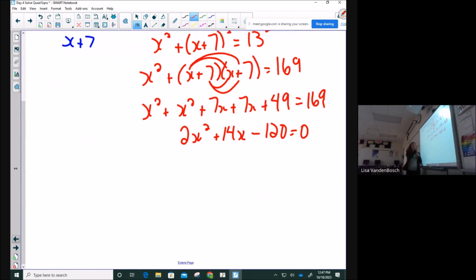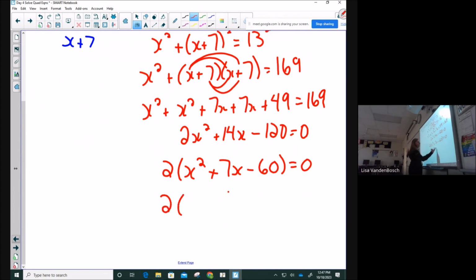Yep, so take out a common factor first, absolutely. Can we find two numbers that add to 7 and multiply to 60? 12 and 5? I'm just going to leave it here for a second. You guys figure out your signs. Don't say it out loud yet.